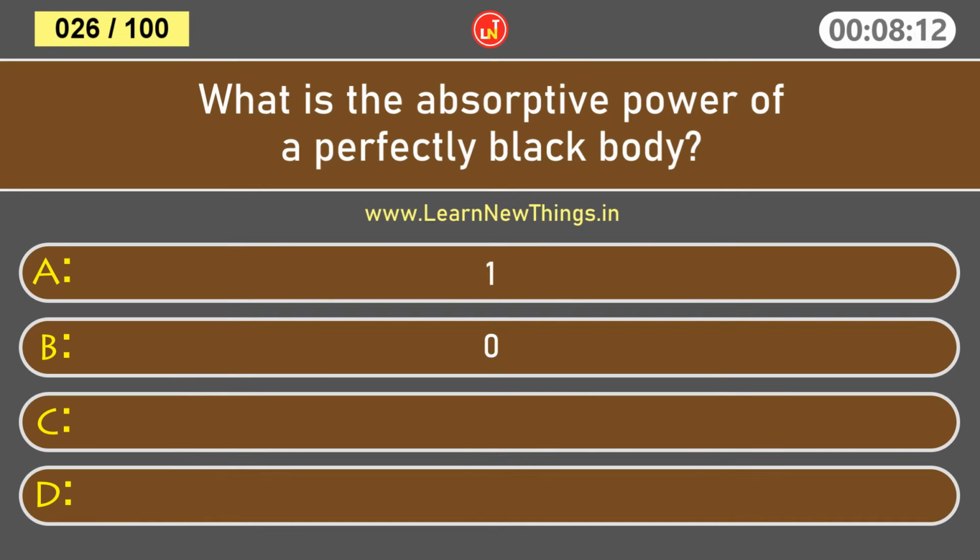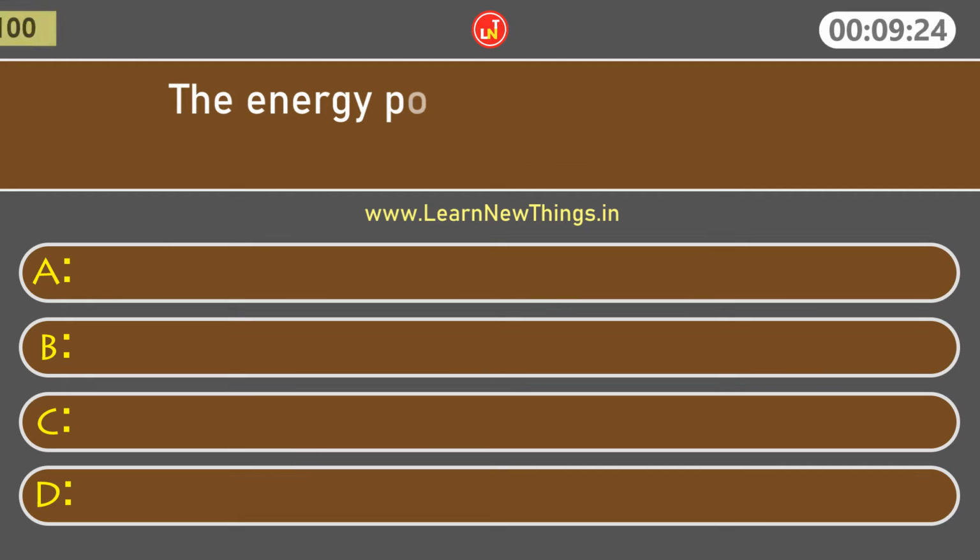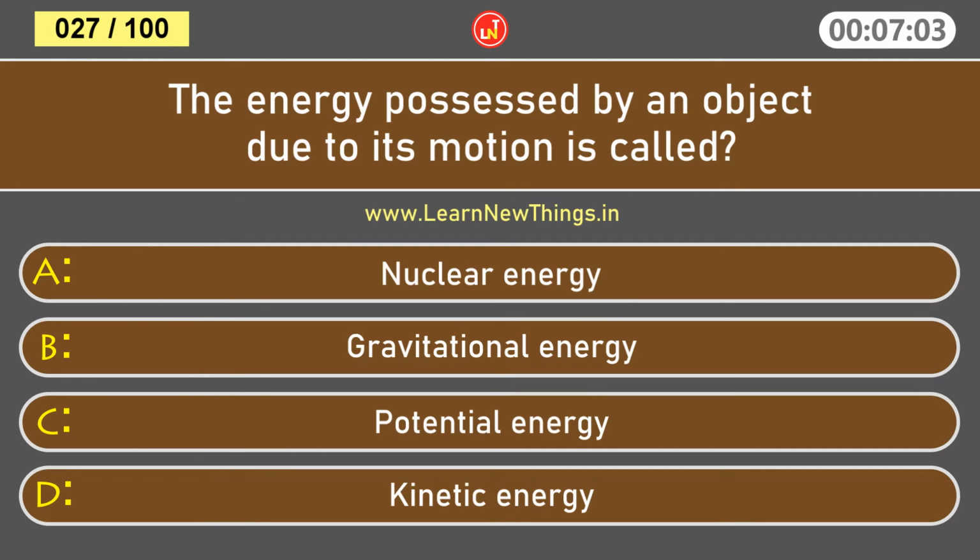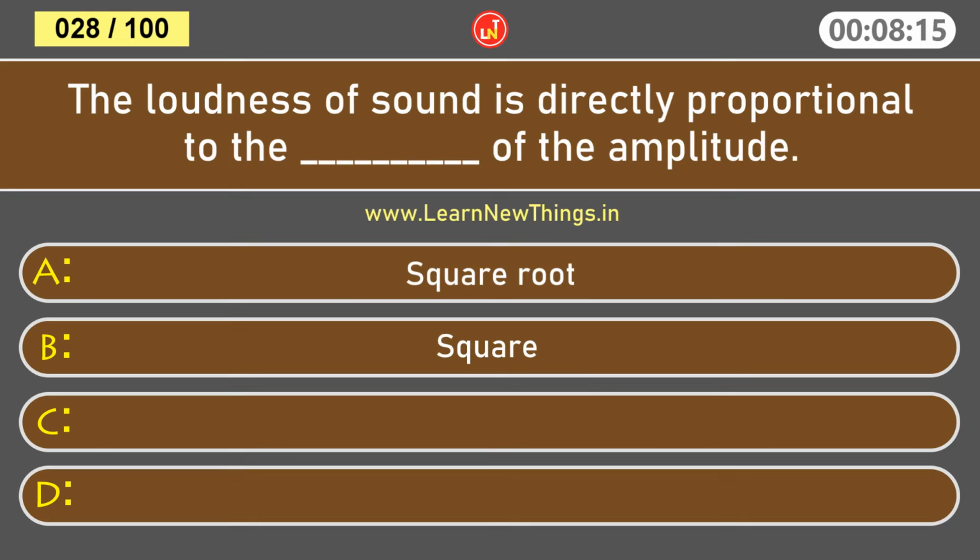What is the absorptive power of a perfectly black body? One. The energy possessed by an object due to its motion is called kinetic energy. The loudness of sound is directly proportional to the dash of the amplitude. Square.